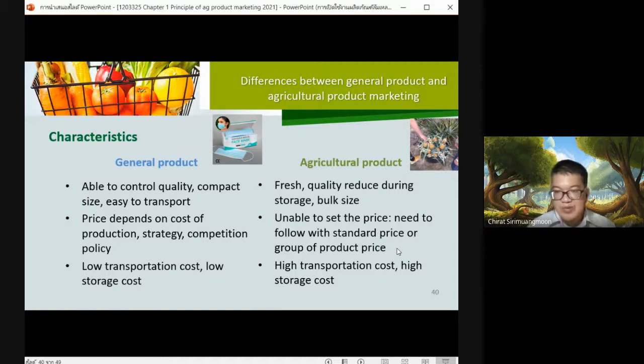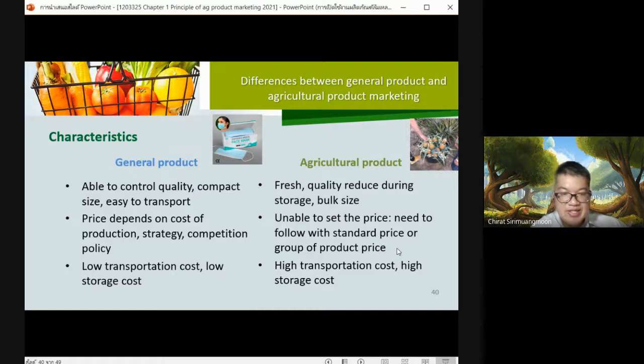It's easy to transport. But agricultural products are still fresh, and the quality will be reduced during transportation. So sometimes you need to think about the size of the transportation too. Think about the pineapple. You have a huge truck, but the part you can actually use is maybe less than 50%, because it contains the peel and the leaves. So this is the point about agricultural products.